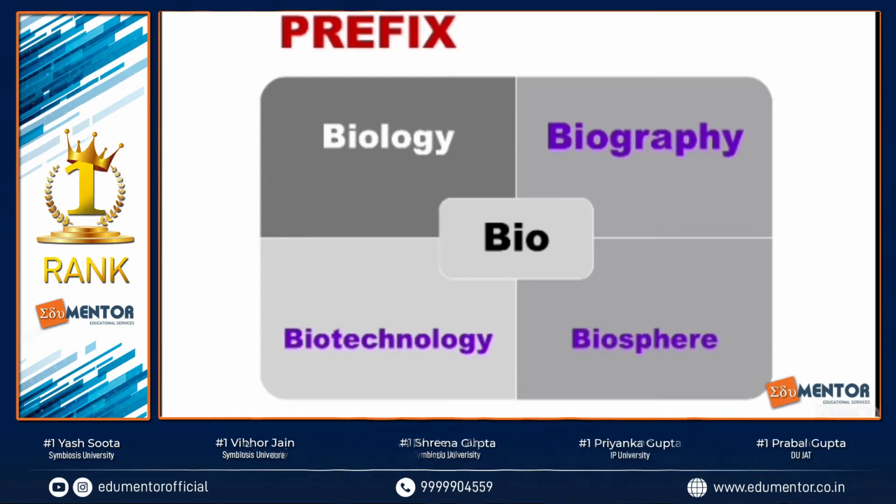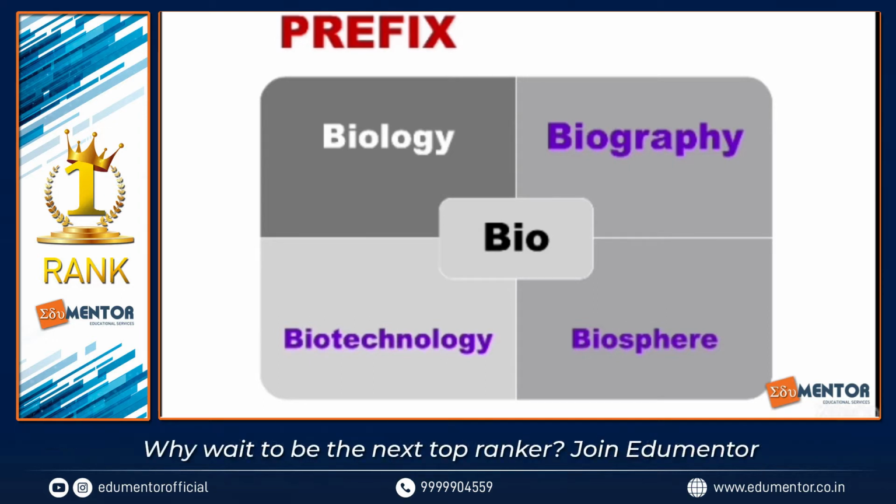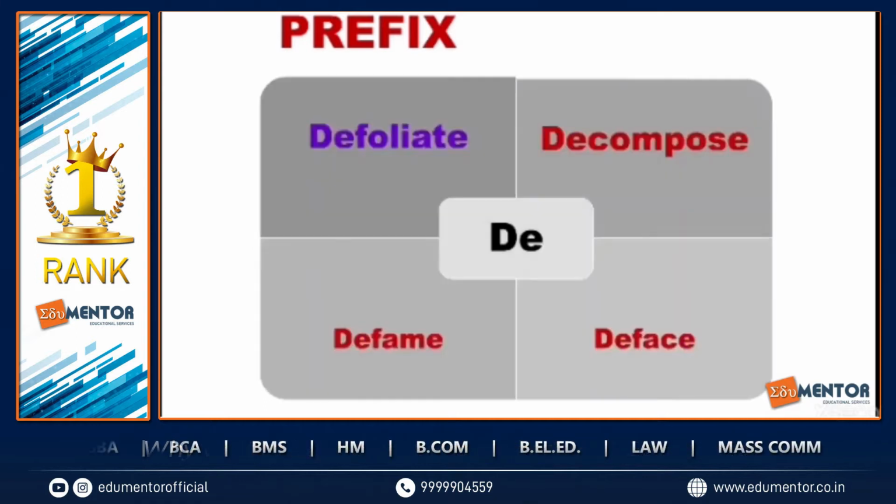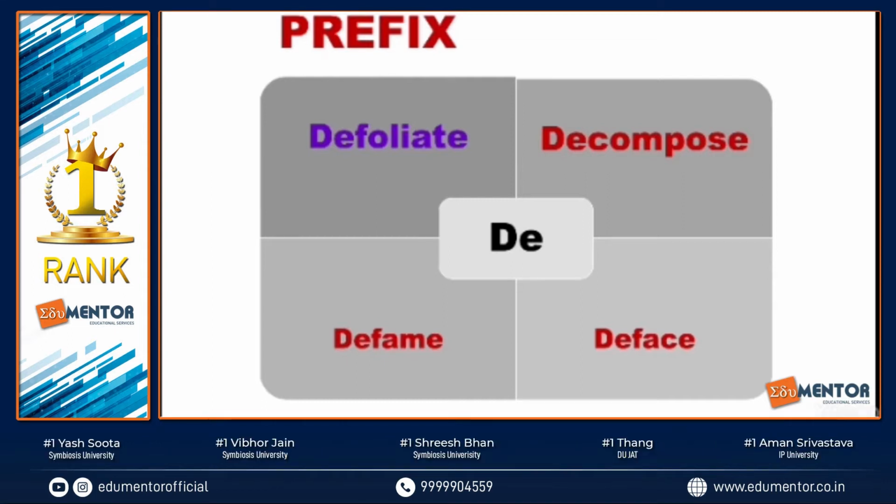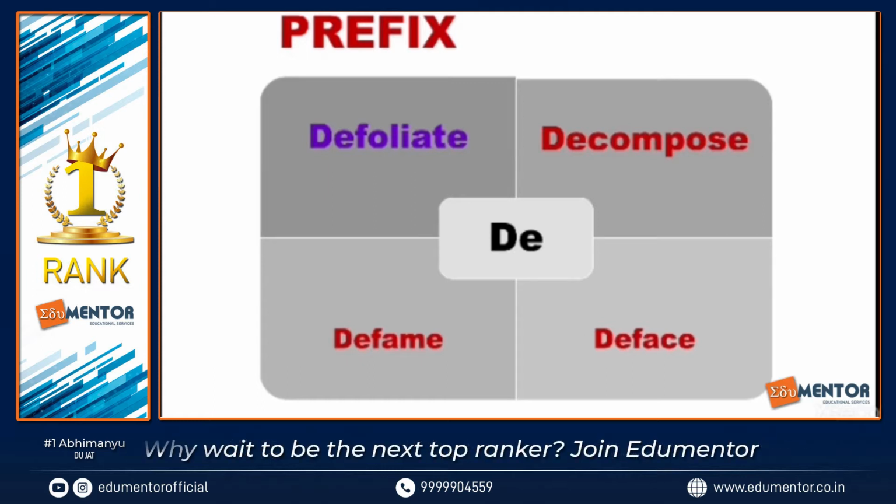So we have the next set of root word, that is DE. DE actually means to be away from, or opposite, or down. So that is the meaning of DE. So we have four different words: defoliate, decompose, defame, and deface. So these are some examples of prefixes.